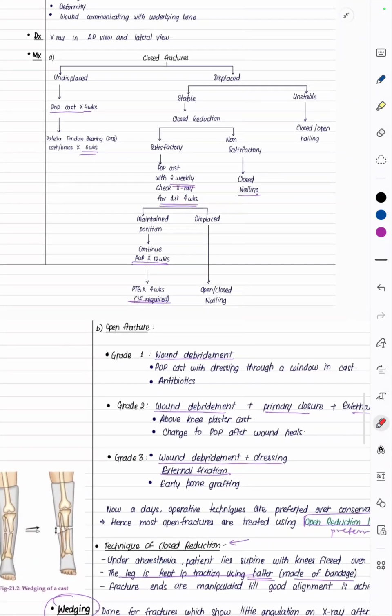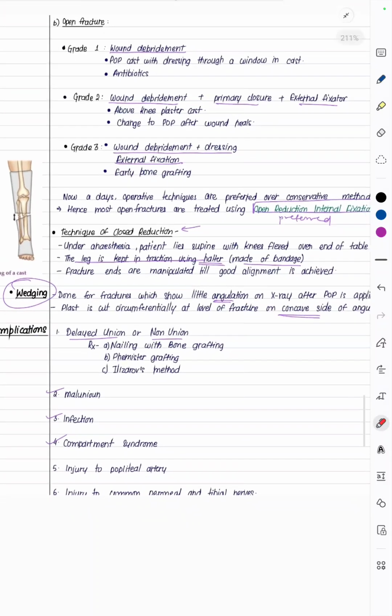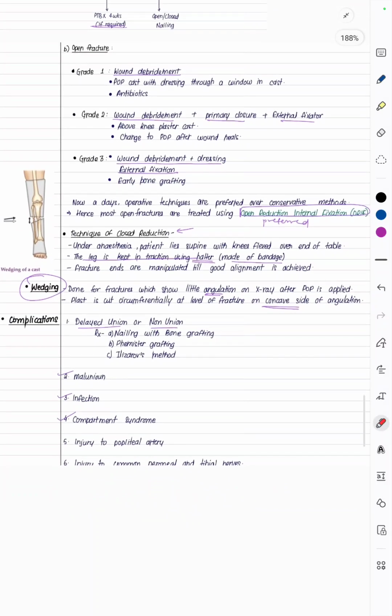Now if it's an open fracture: as I said, most fractures of the tibia are open because of skin laceration above. So in grade 1, we have to do wound debridement.